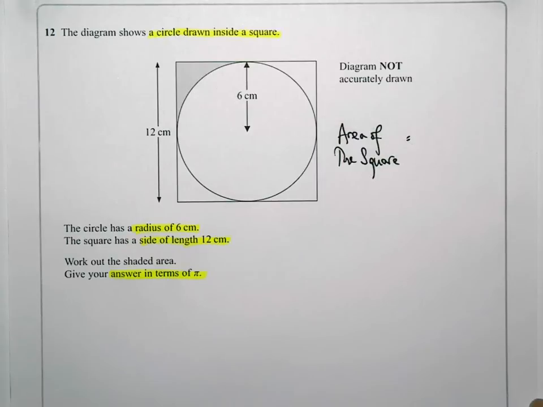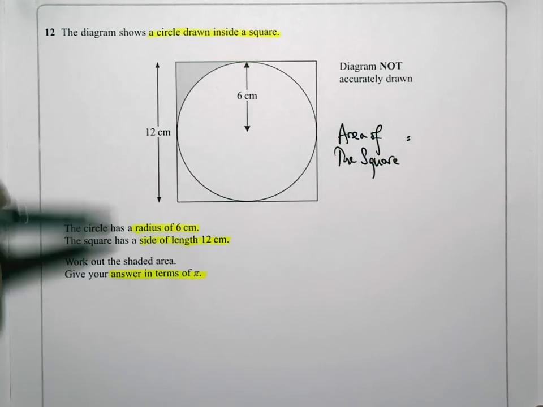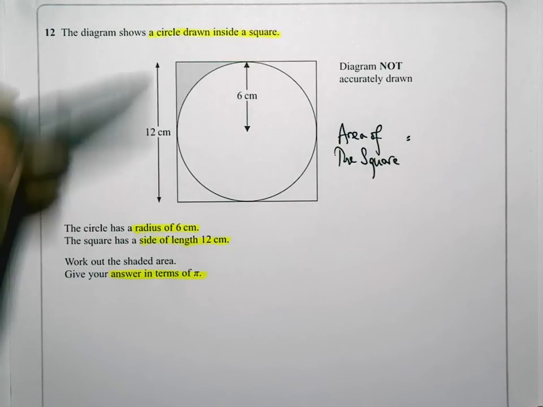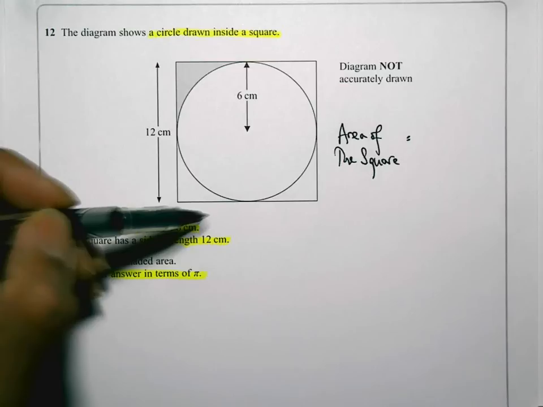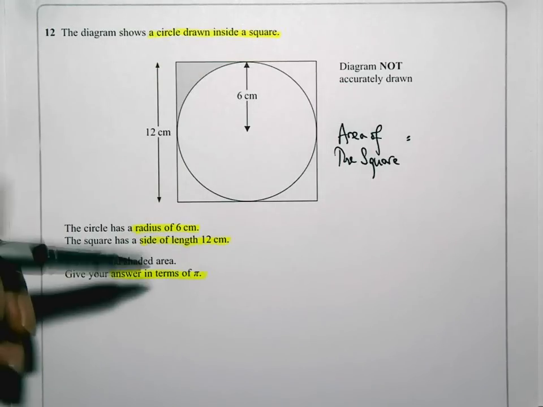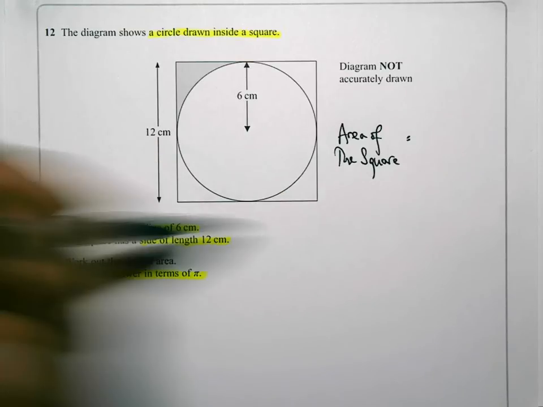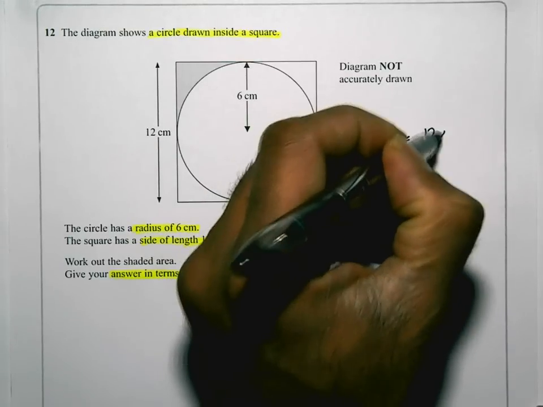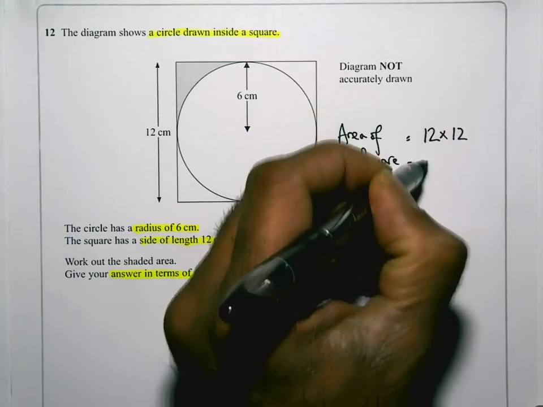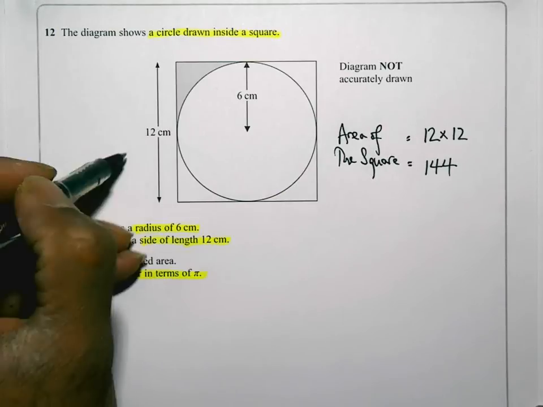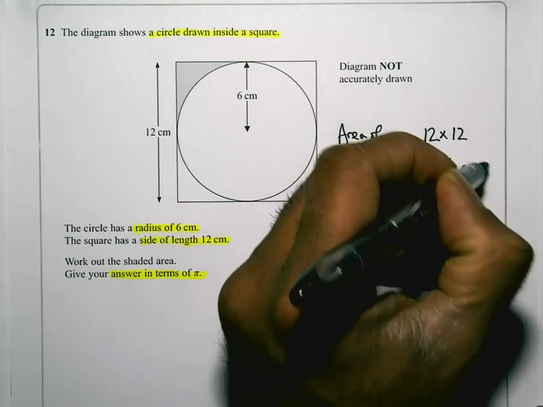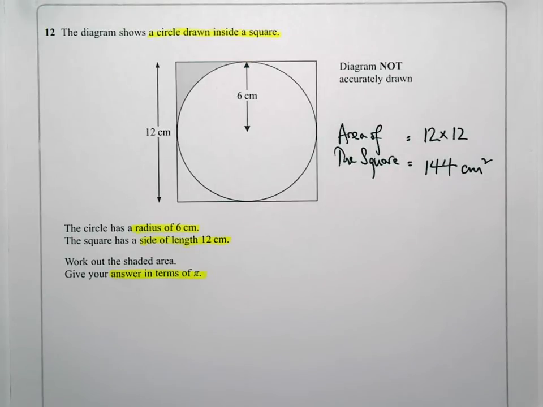Now, area of a square is side times side, and even though this one is the only one labeled 12, all four sides are 12 centimeters. So to work out the area of a square, it's length times width, or side times side. 12 times 12, which is 144, and these are in centimeters. 144 centimeters squared. And also need to work out the area of the circle.